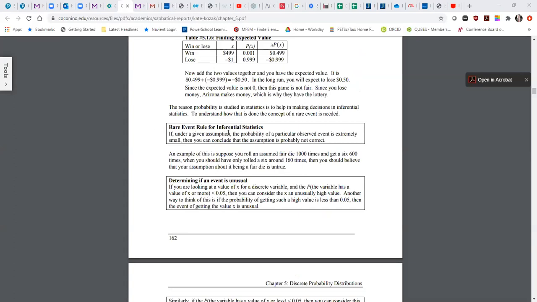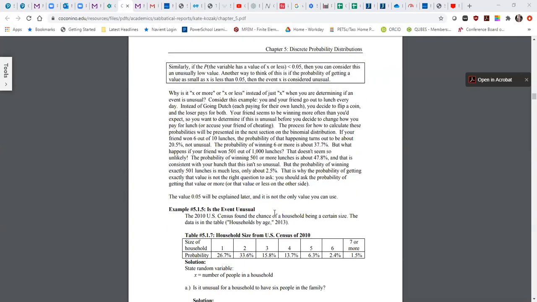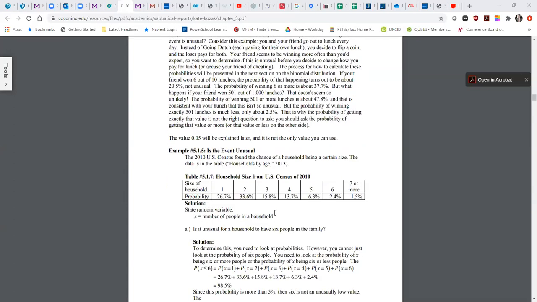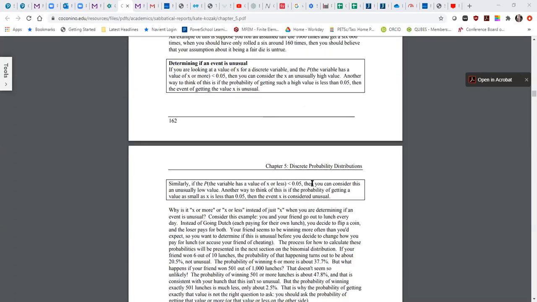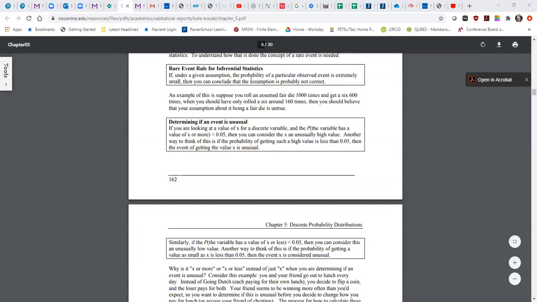This is called the rare event rule for inferential statistics. So you can read the question. Okay. This is talking about unusual and usual. Okay, so I think you need to understand it. So this is an event of inferential statistics.